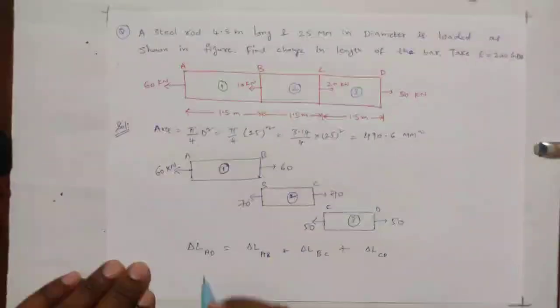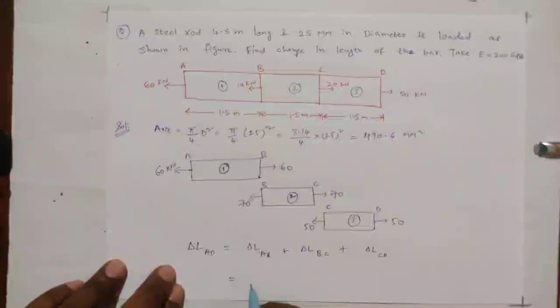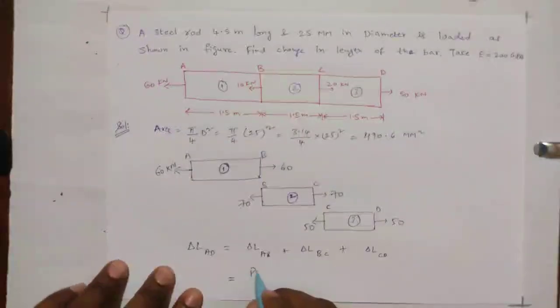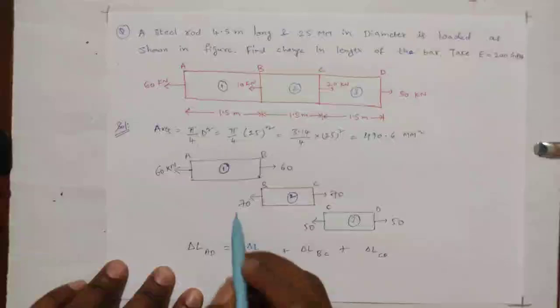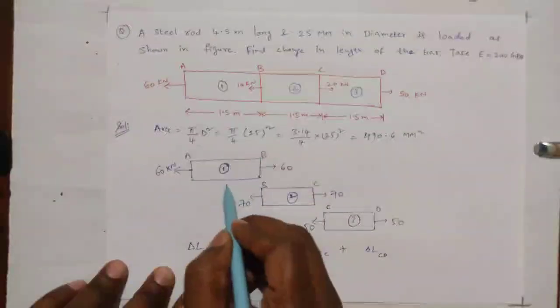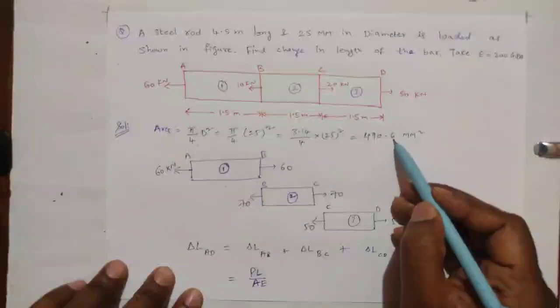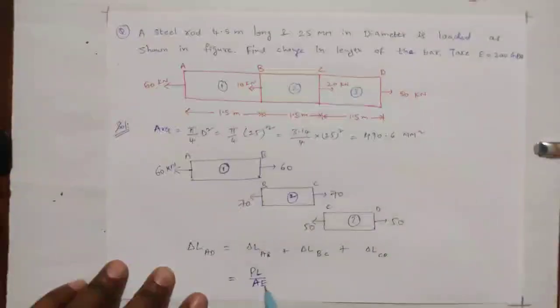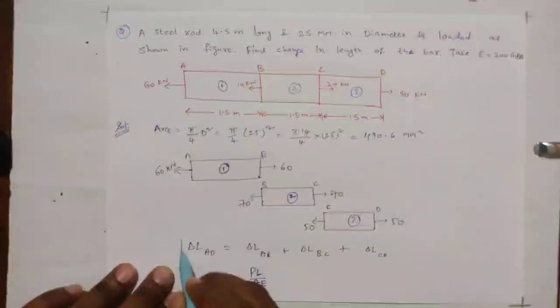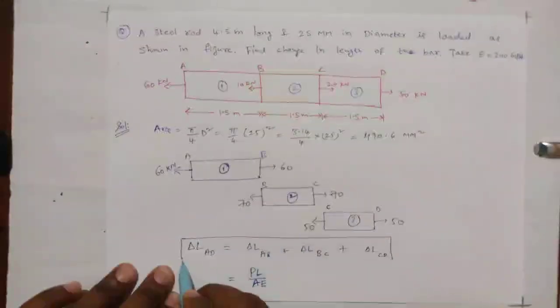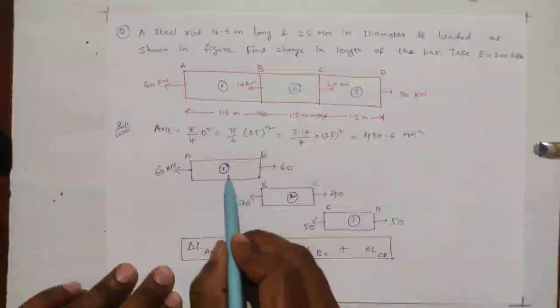Okay, and we know that the change in length formula is PL by AE. Here P means load, 60 kilonewton, that is load, and L is length, 1.5 meters, this is the length, and A is area we have found here, 490.6 mm square, and E is Young's modulus, that is 200 gigapascal. If you see, change in length of AD is equal to change in length of 1 plus 2 plus 3.